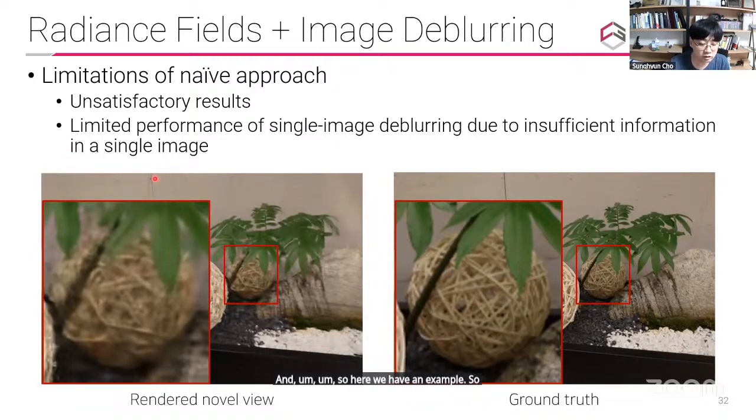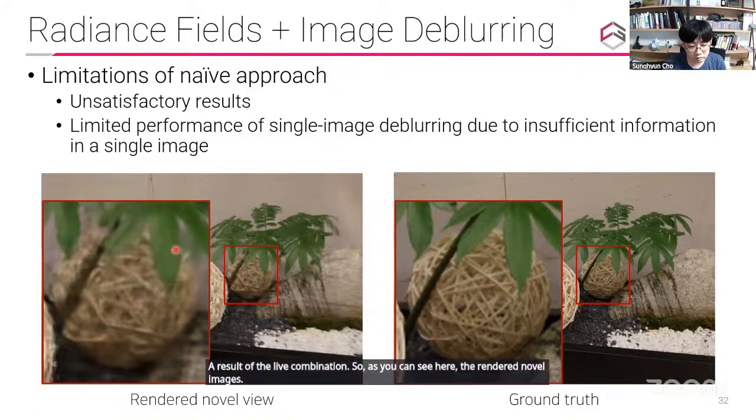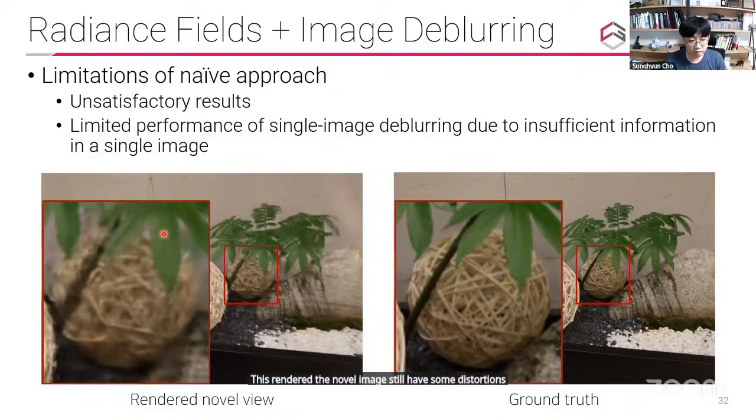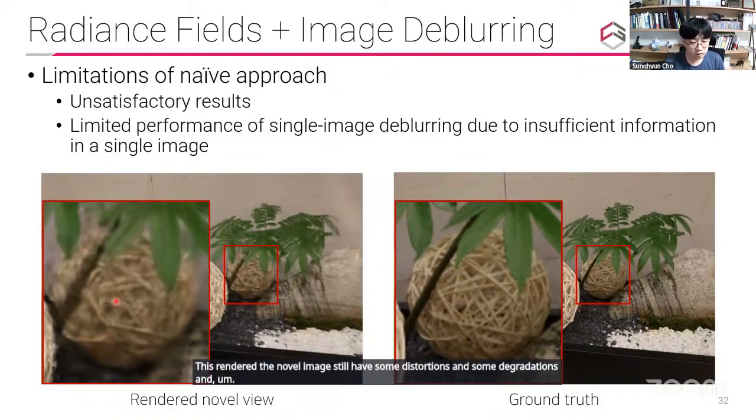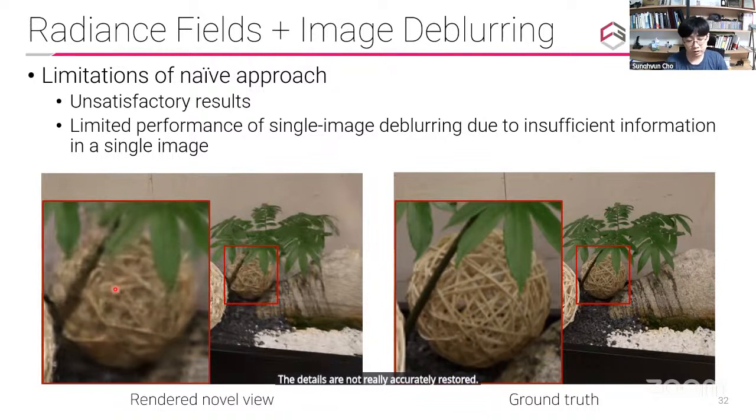So this is the result of the naive combination. As you can see here, this rendered novel image still has some distortions and degradations, the details are not really accurately restored, and it still has some remaining blur. And this is due to the limited performance of single image deblurring.